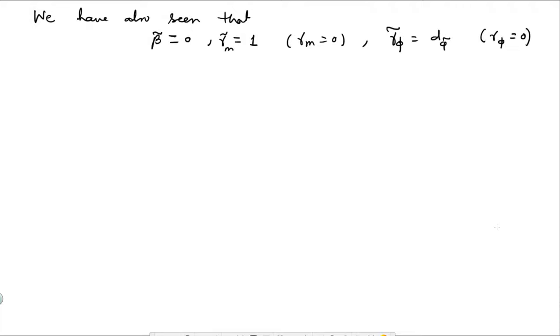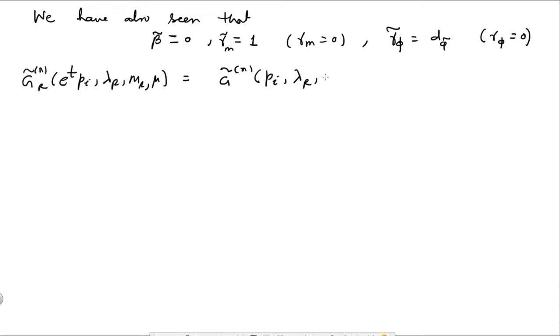I mean, this is the case when you have all the Z's equal to 1. There are no infinities and you are not doing any renormalizations. Then in that case, G tilde n r, that is something we saw last time, it becomes G tilde n of p i, lambda r.